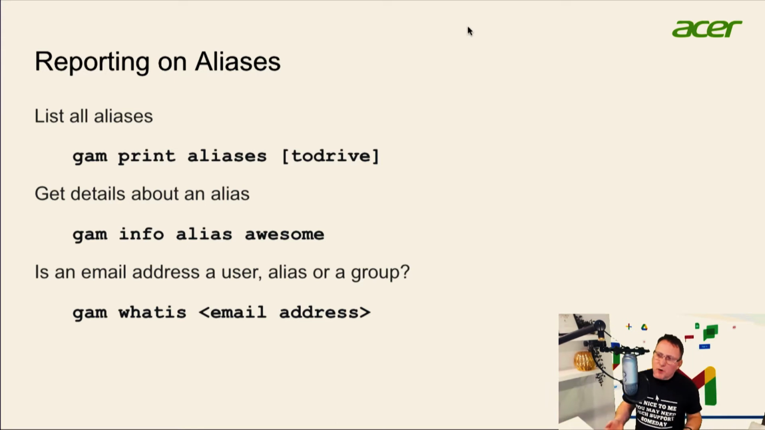You can report on aliases as well. You can use the command GAM print aliases, and you can do that to drive. If I want to get some information just about a particular alias, I can do GAM info alias and then the name. Or if I want to work out whether an email address is a user or an alias or a group, I can do GAM whatis and then the email address. So let me show you that working in Cloud Shell.